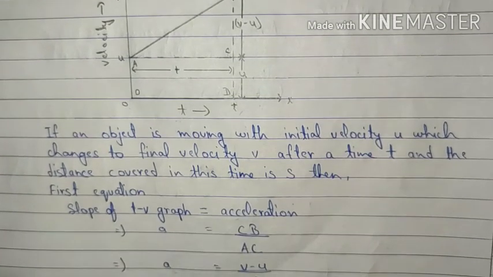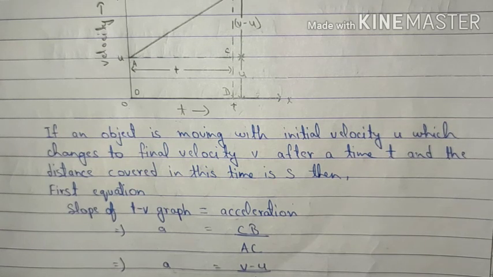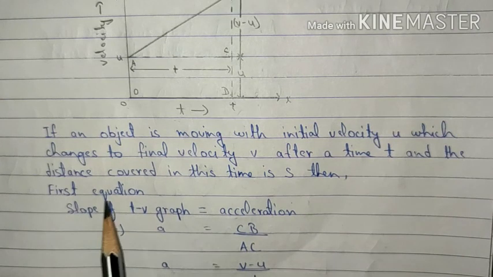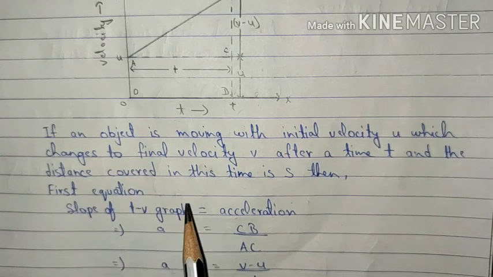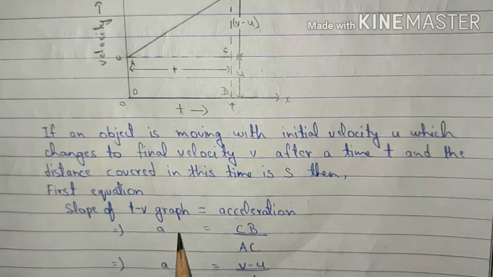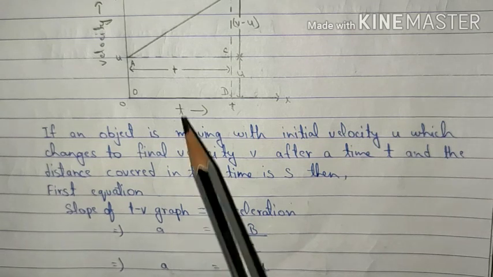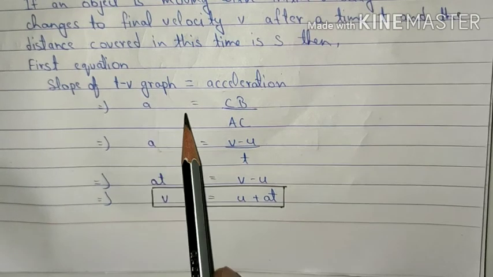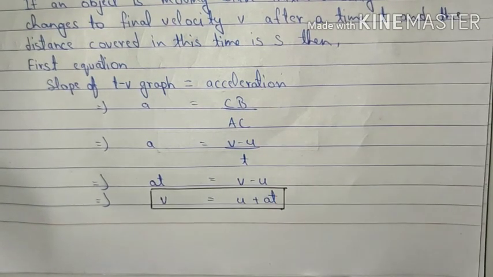Let's move forward. If an object is moving with initial velocity u which changes to final velocity v after a time t, and the distance covered in this time is s, then for the first equation of motion we can find the slope of the velocity-time graph, and we have already studied that the slope of the velocity-time graph is acceleration. So finding the slope over here, we get a is equal to CB upon AC.